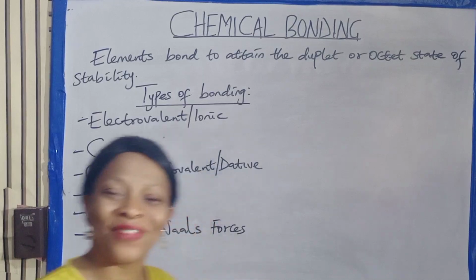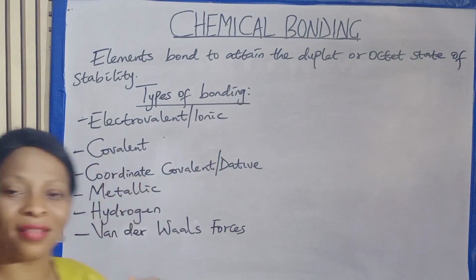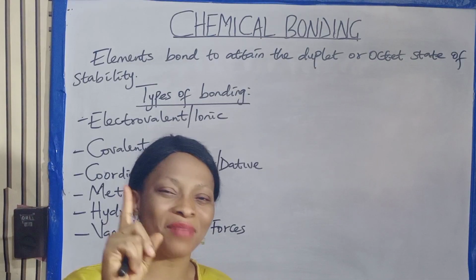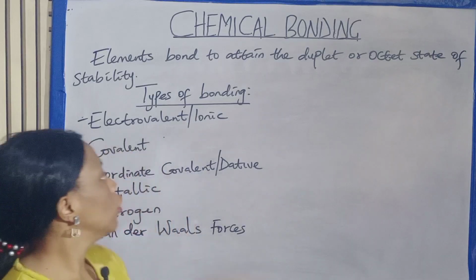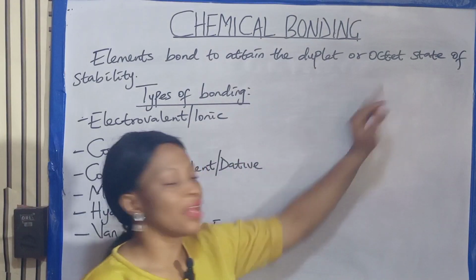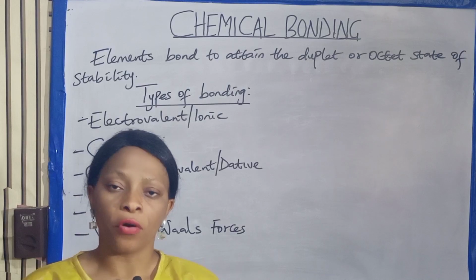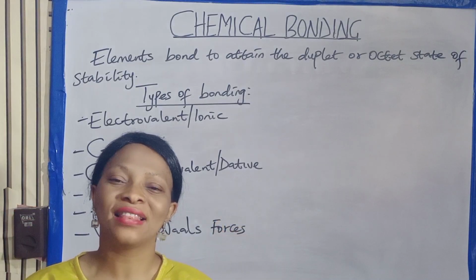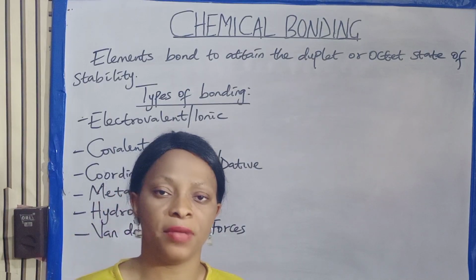Now, let's dive into what we have for today. Why do elements bond? Basically, elements bond for one major reason: in order to attain the duplet or octet state of stability. Elements bond for stability.